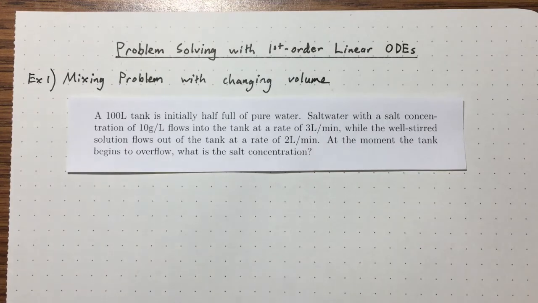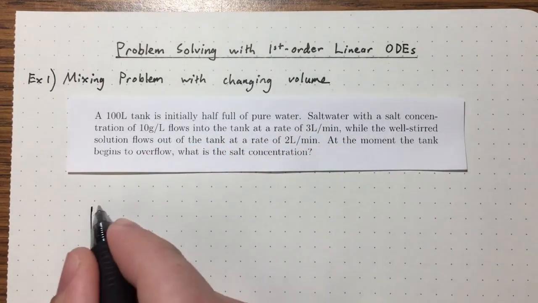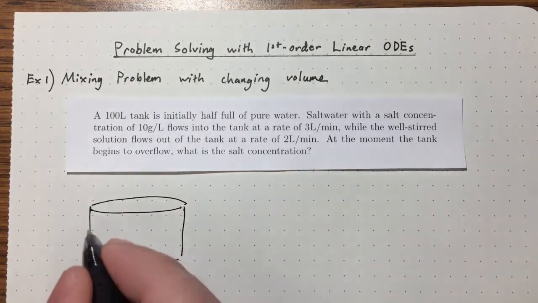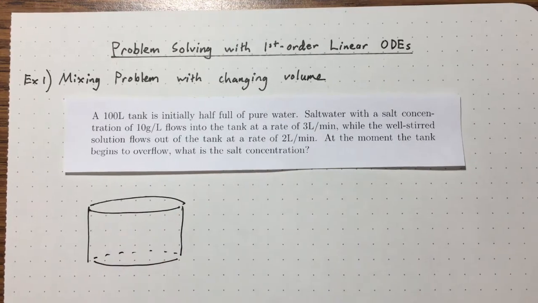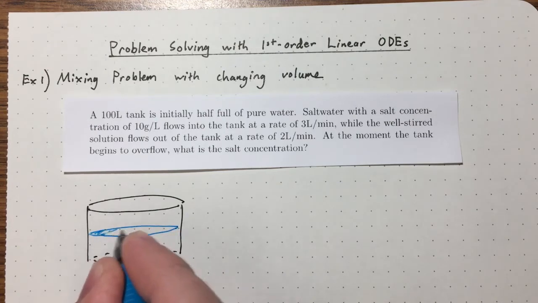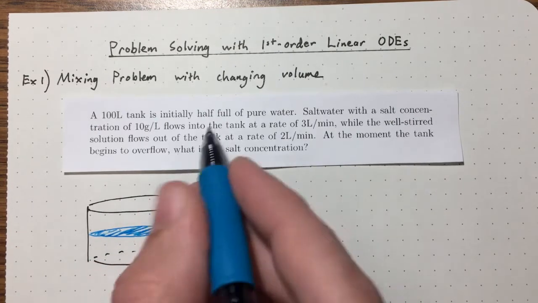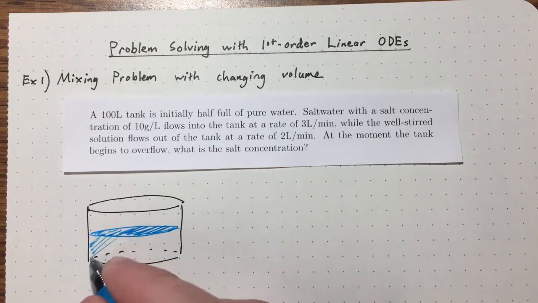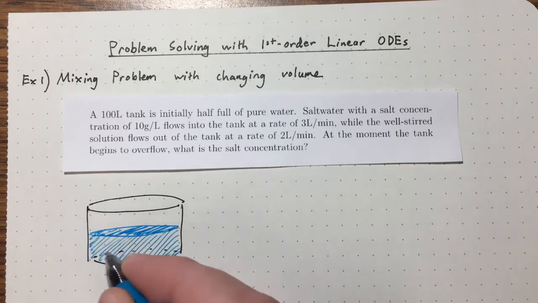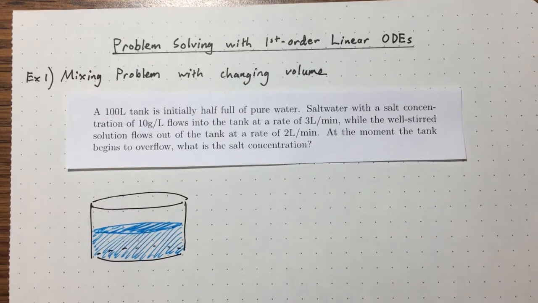So here's a problem. We have a 100-liter tank, and it's initially half full of pure water. So I'm going to start drawing a picture. We have a tank, say it looks like this, and it's half full of water. So we'll draw that in. So it's initially half full. That sounds like an initial condition. It's not necessarily always going to be half full. Okay. So there's our tank, and it's 100 liters.